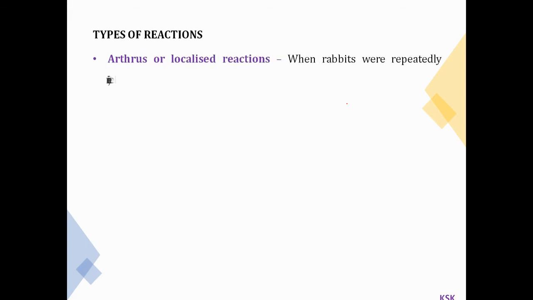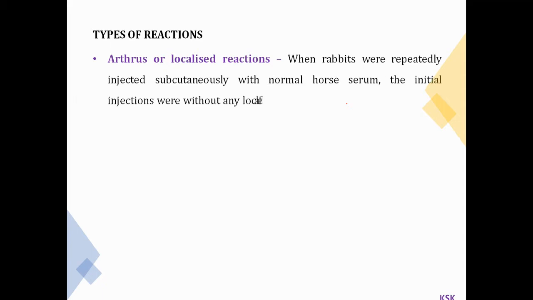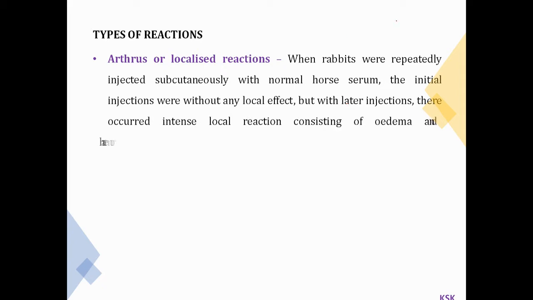The types of reactions under type 3 are the Arthus or localized reaction, and the second one is serum sickness. If you look at the first one, rabbits were repeatedly injected subcutaneously with normal horse serum. Suppose this is the rabbit. What are we injecting? We are injecting subcutaneously, that means into the skin, the horse serum.